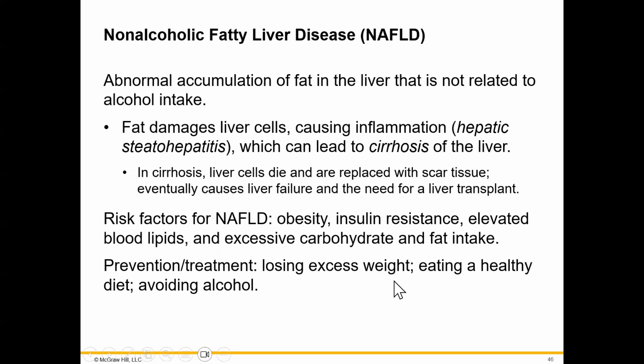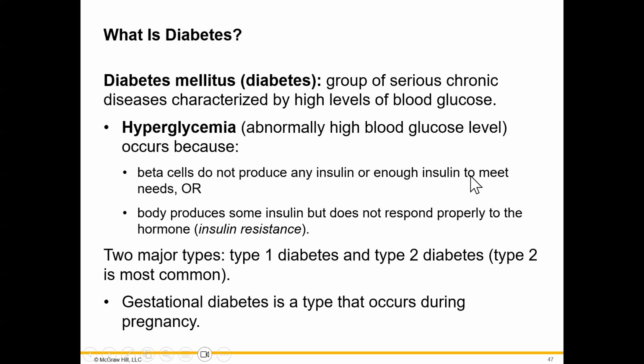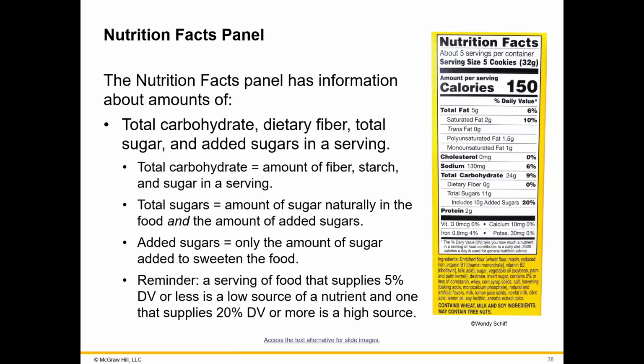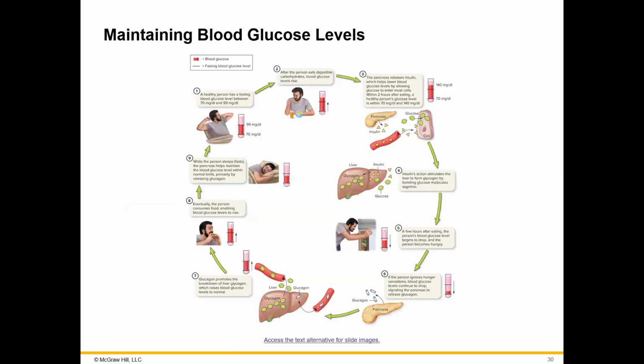So prevention, prevention, prevention. Eat a healthy, well-balanced diet, low in added sugars, low to moderate in carbohydrates, and avoid alcohol. Make sure you get enough protein and healthy fats, which we'll talk about in our other chapters. Okay. So we will end there because diabetes is a whole other topic, which we will focus on next time. Thank you.